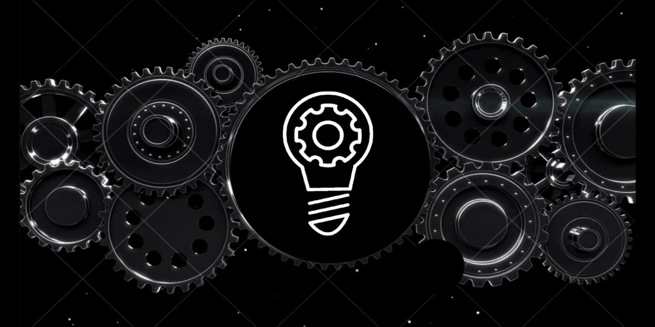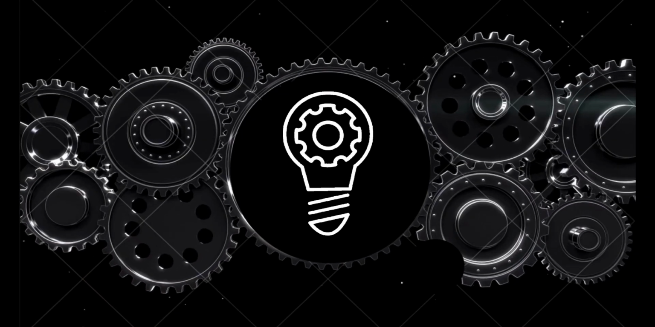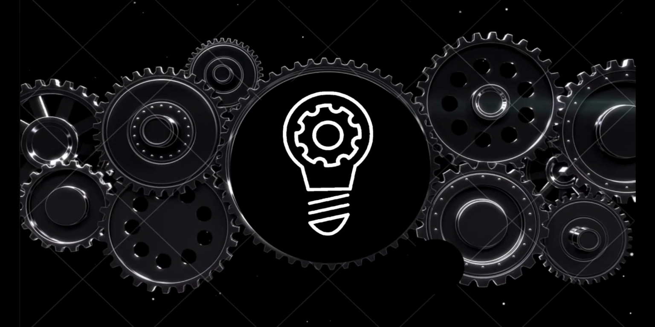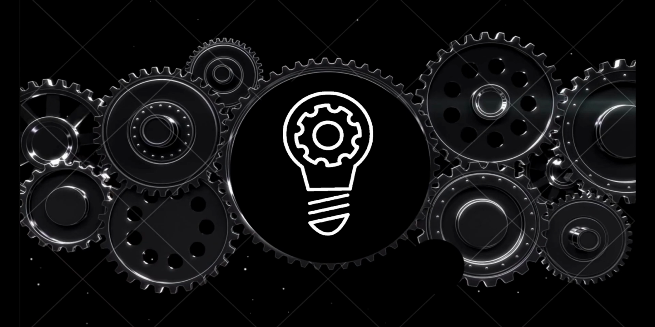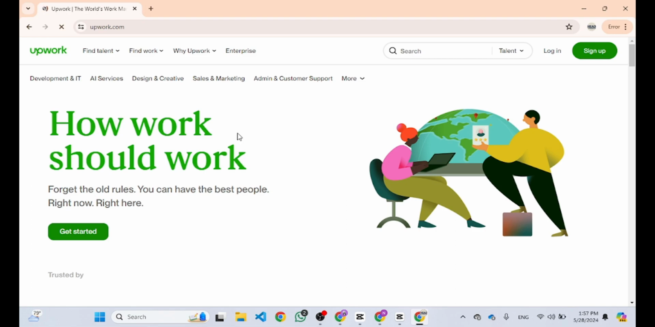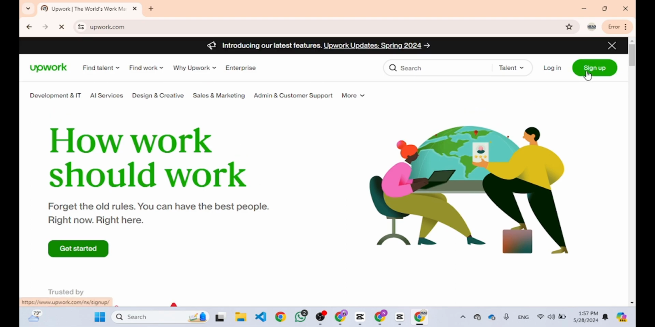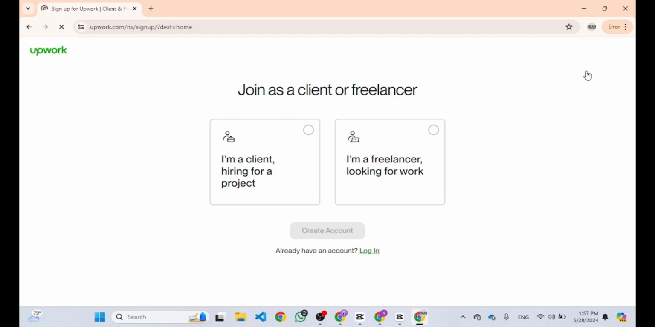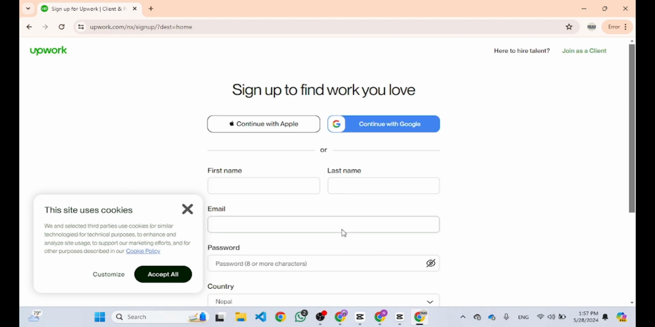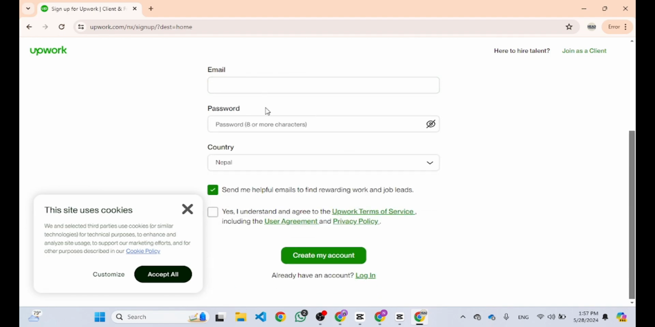Today, I will show you how to create an account in Upwork. To create an Upwork profile, open your web browser and go to www.upwork.com. Click sign up in the top right corner and choose I am a freelancer looking for work if you are a freelancer. Otherwise, you can choose the other option. Complete your profile by adding personal details and click on Create My Account.